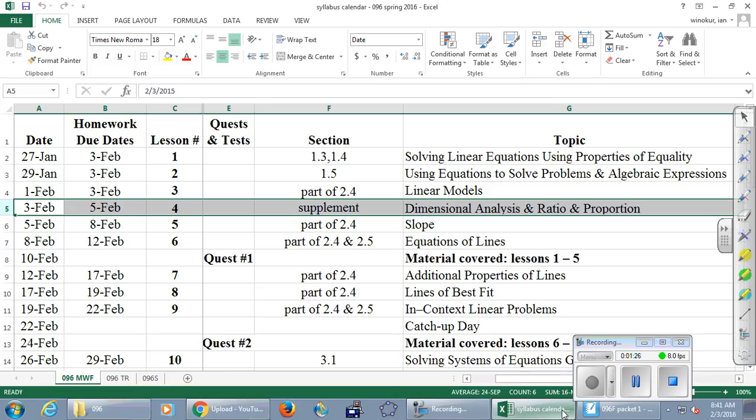Okay, quick look at our calendar. Today is lesson number 4. We are going to cover something called dimensional analysis and ratio and proportion problems. A couple of notes. First of all, this is supplemental and is not technically in the textbook. Now, you might not think we have a textbook, but we do. I'll actually hold it up here.